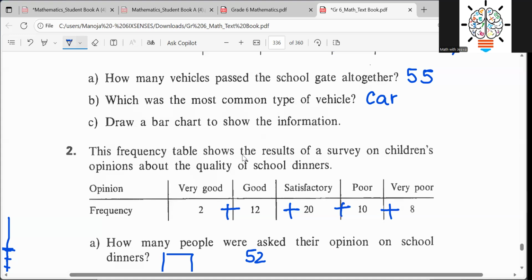So as per the survey, what's the common feedback, the most popular opinion? It is the satisfactory level. Why? 20 students have expressed their opinion as satisfactory, right? Then the least is very good. That means only 2 students have recognized this meal as a very good meal, right? 20 students, the highest number of students, have selected this as a satisfactory meal or dinner, kind of the neutral level, right?